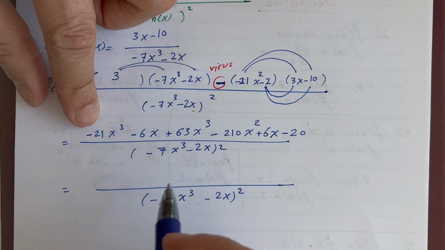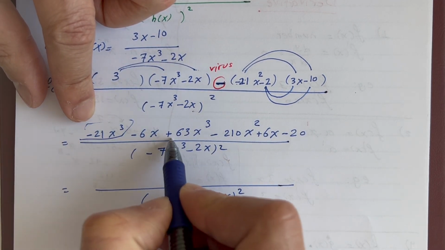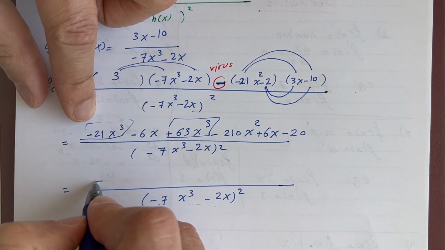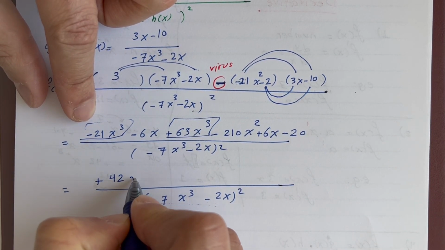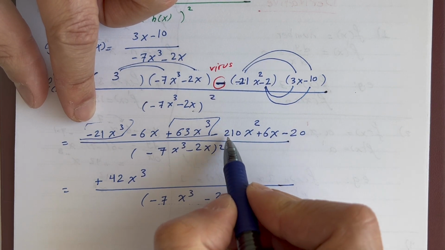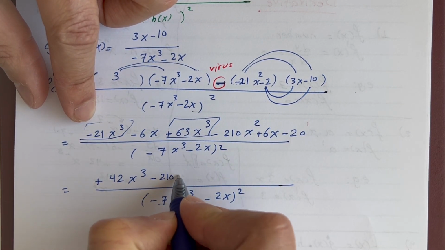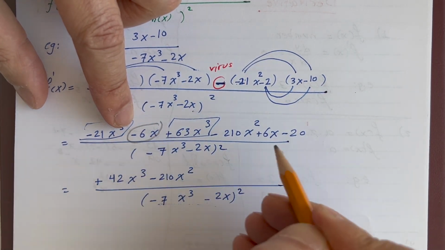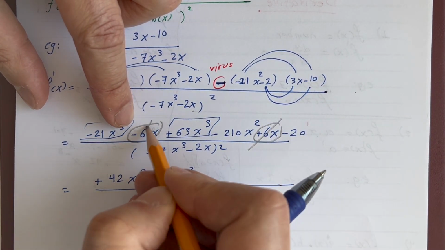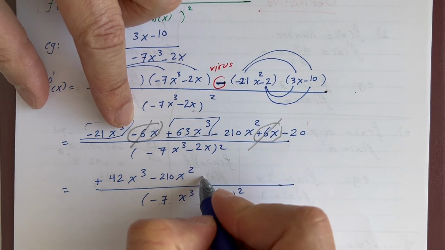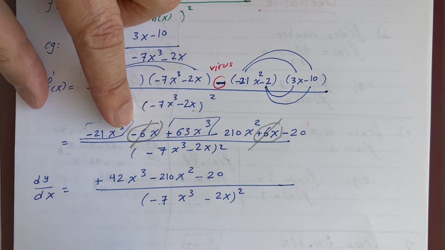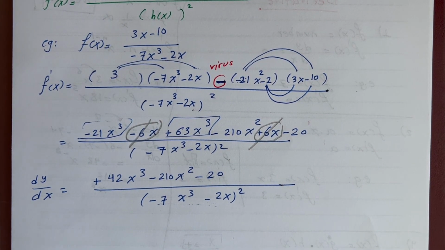Don't expand it. Now combining like terms, let's start with the greatest power. Negative 21x cubed plus 63x cubed is positive 42x cubed. Now x squared, there's only one term, negative 210x squared. Now I have negative 6x, positive 6x, they will be eliminated, and minus 20. That is dy over dx, or you can call it f prime x. It's easy, but it's a lot of work. You just need to be very careful.